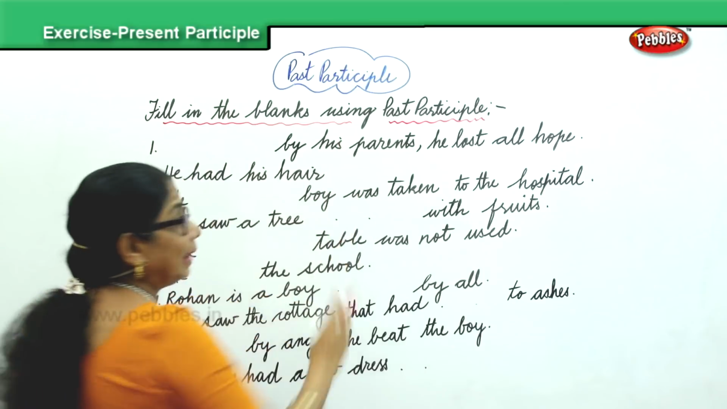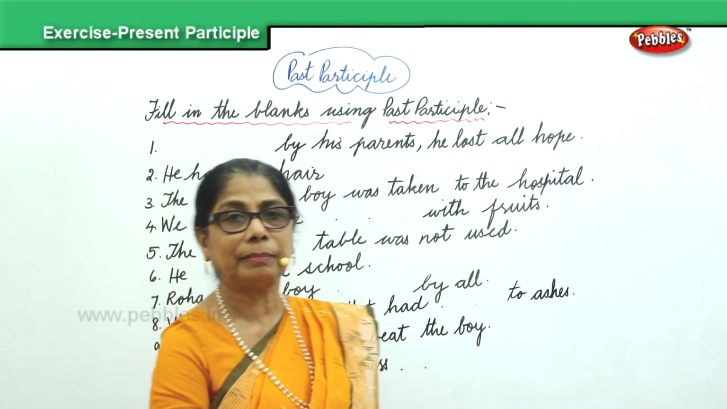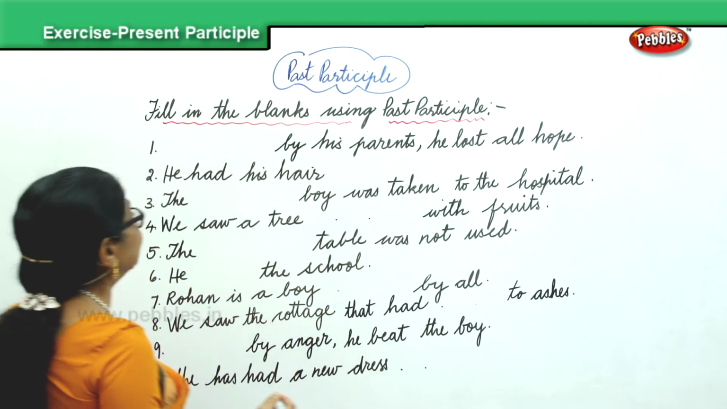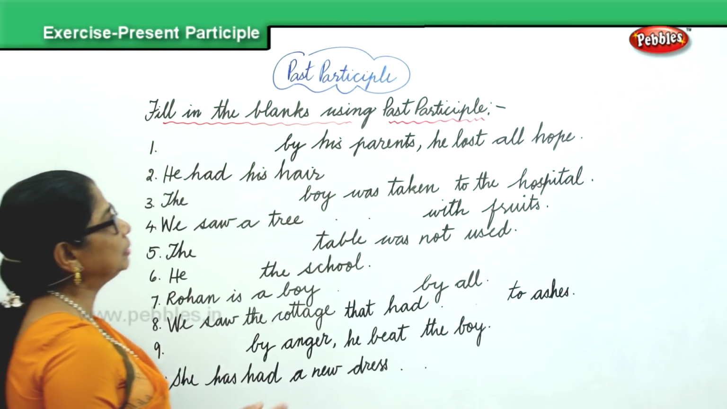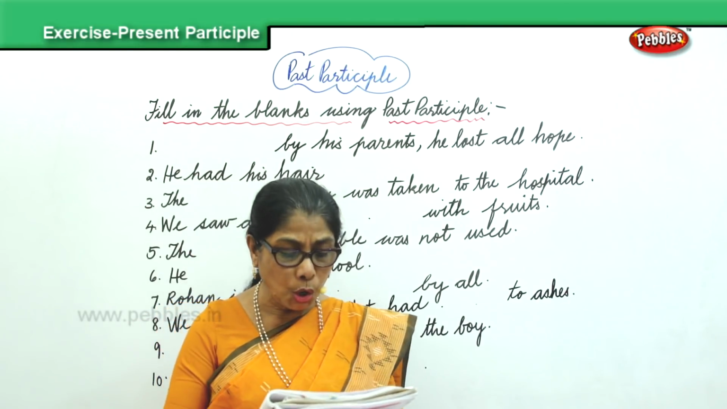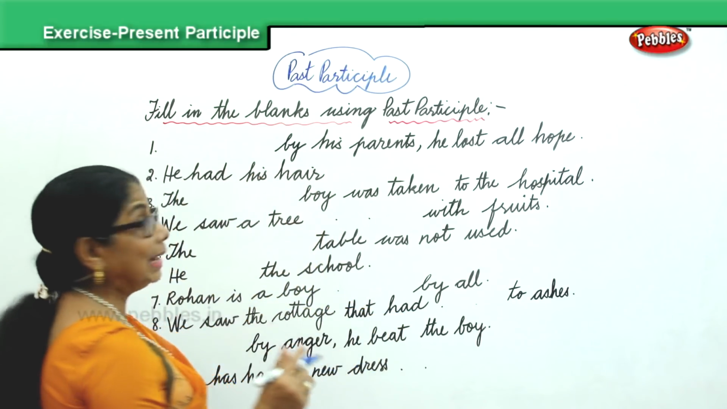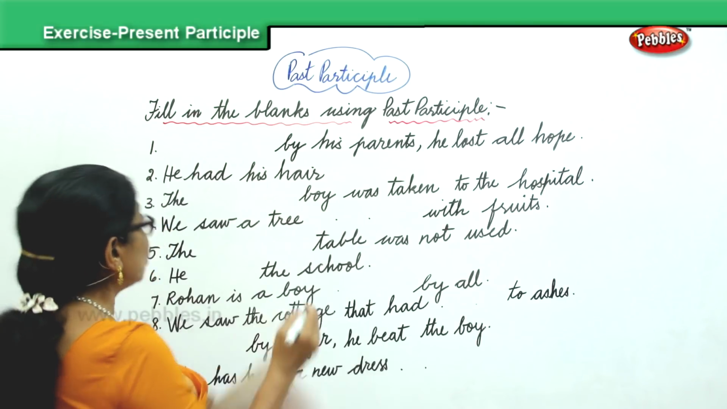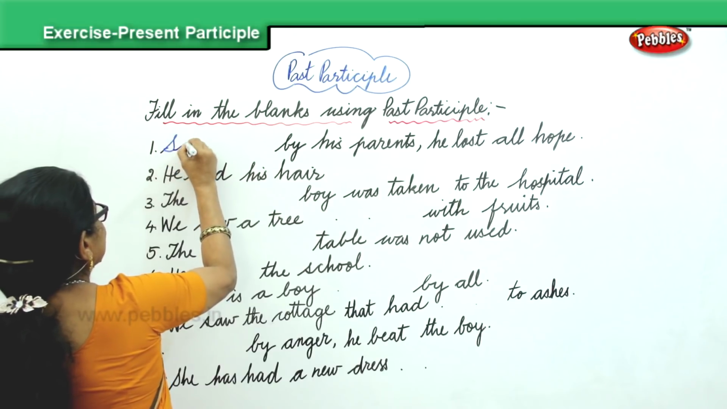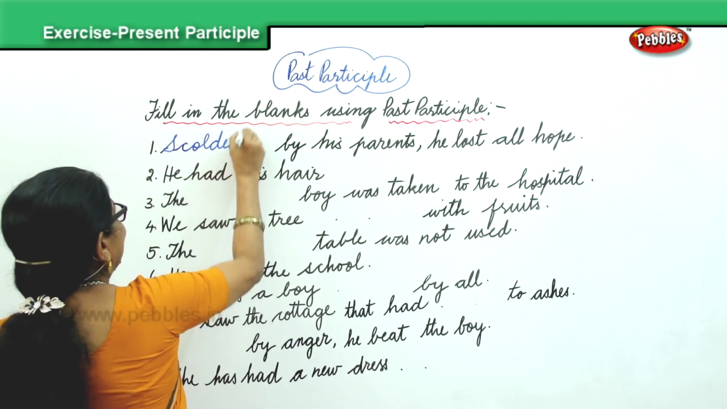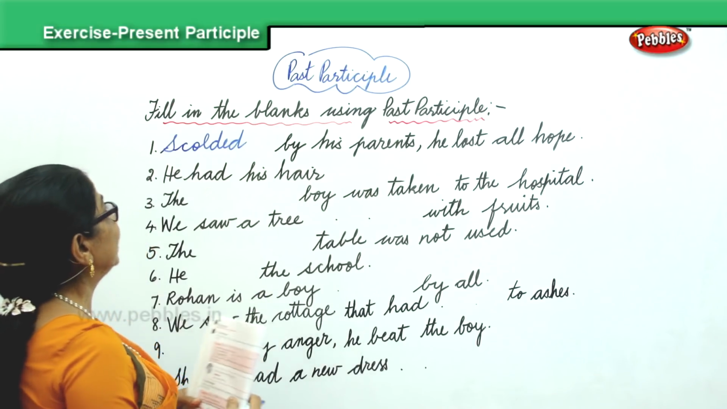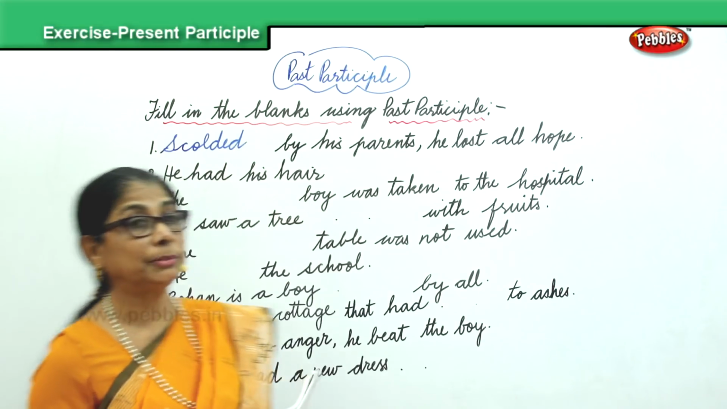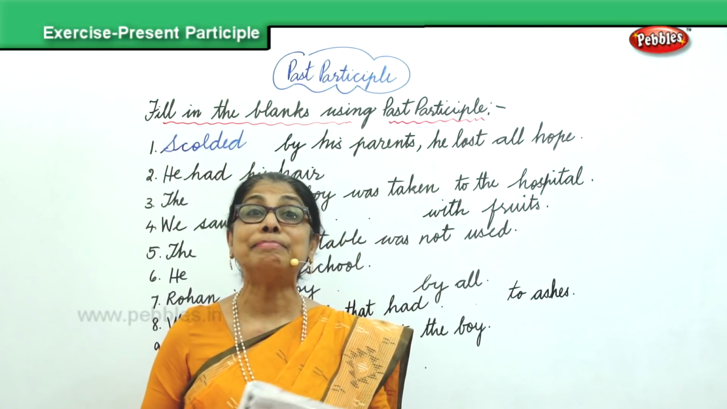We said the action is already completed. It ends in D, ED, T, EN, N. Now let's look at it. Dashed by his parents, he lost all hope. Scolded, very good. Ends in D, I told you. Scolded by his parents, he lost all hope. Scolded ends in ED. Past participle. Scolded. The action is completed.